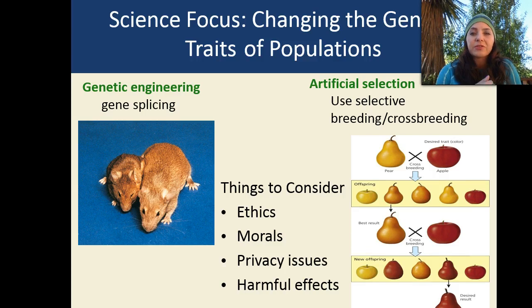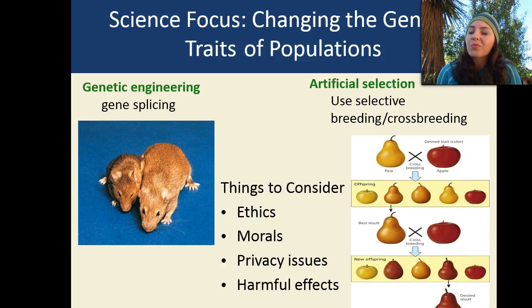We can also use another type of it called genetic engineering, where we actually take genes from one organism and place them into another. So an example of genetic engineering would be taking the GFP gene out of a jellyfish, which is what makes it glow, and inserting it into a different organism, such as a fish.